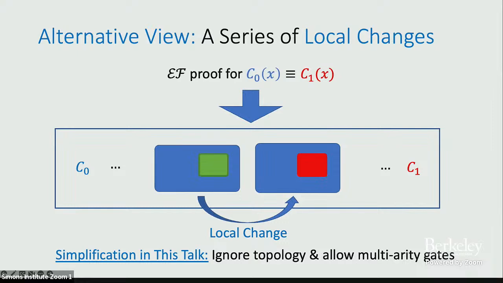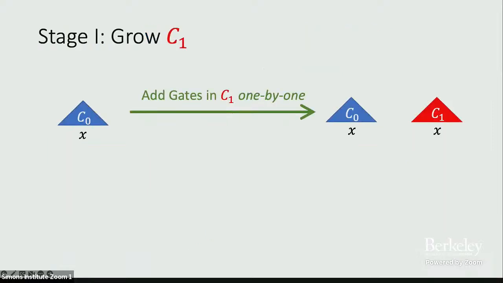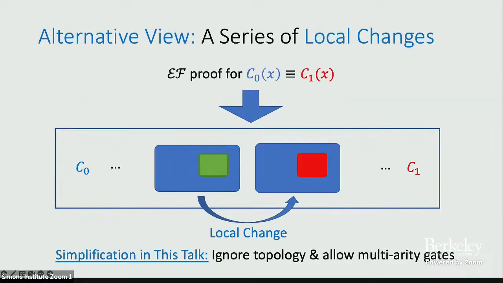Next, I'm going to describe this series of local changes. Yep. What's the arity of the multi-arity gate? Is it log? It's poly. But you can, yeah, it's a poly AND gate. You will see that.